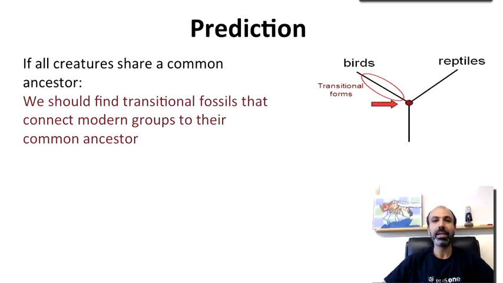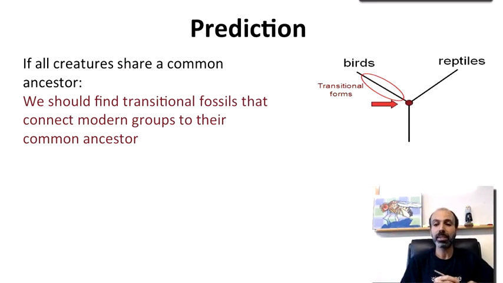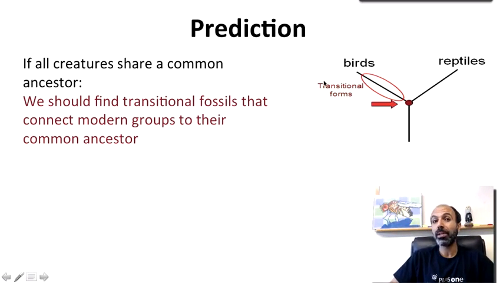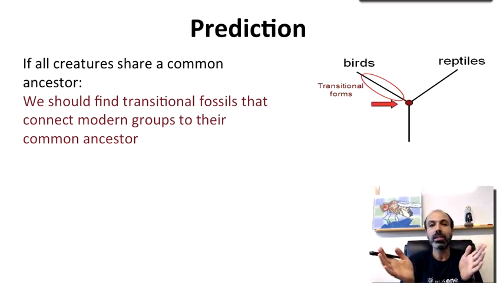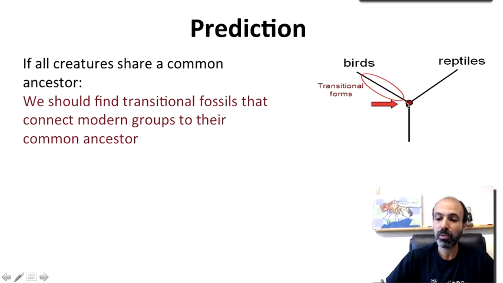Another prediction we have is that if all creatures share a common ancestor, we should see transitional fossils, things that connect modern groups together. Now, one case which would be very interesting in this context is the case of birds. Birds are actually glorified reptiles. If you look at how birds are related to all the animals, birds are actually nested within reptiles. So there are some reptiles that are more closely related to birds than they are to other reptiles. So what we should see then is some sort of transition from this ancient reptile, which would have some characteristics of modern reptiles, to the modern birds.